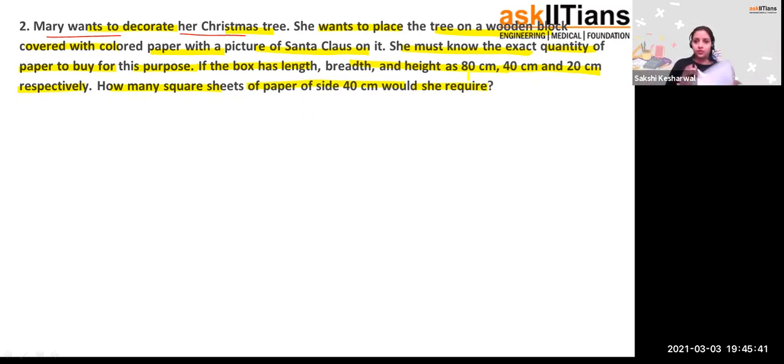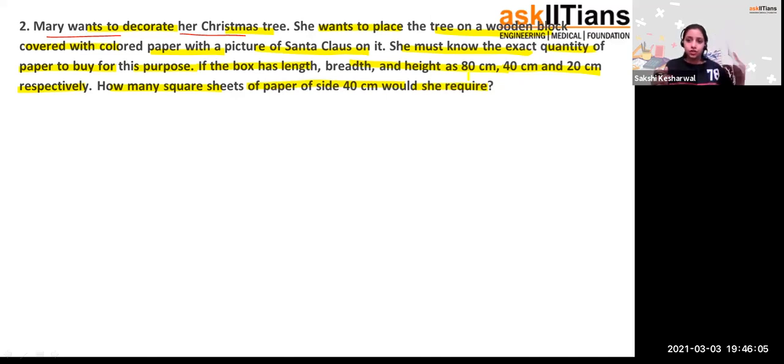You get small sheets of paper like this, right? Which you will be using to decorate, to cover the entire part. So what we will be doing first is finding the TSA of the entire thing which she is going to cover. She's going to cover the wooden box, which is in the form of a cuboid, the upper part, the bottom part, the sides, the TSA. So first we'll find out the TSA of that part, and then we'll find out the area of this single sheet, right?